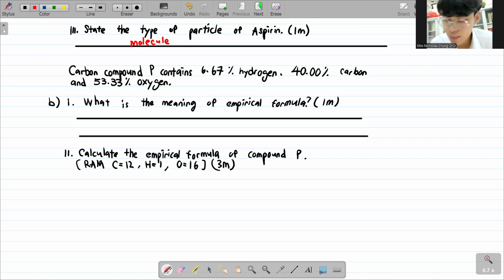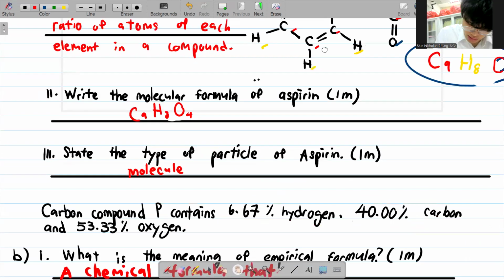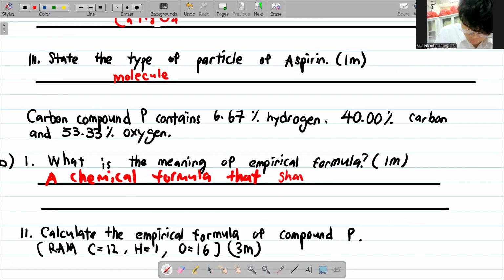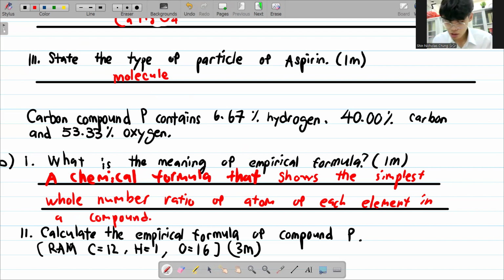First question says: what is the meaning of empirical formula? Again, just write what you remember. Nothing much to remember. Empirical formula is a chemical formula that shows the simplest whole number ratio of atoms of each element in a compound. Remember, simplest, and it's a whole number. Done. That's your 1 mark.